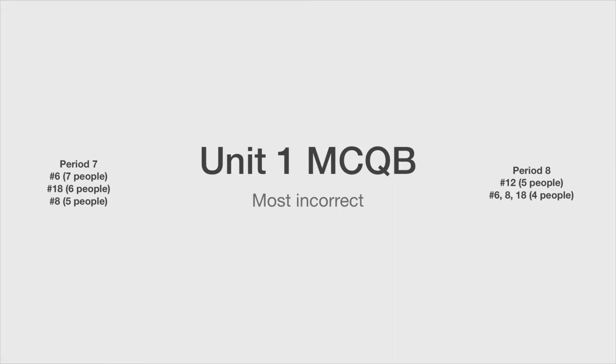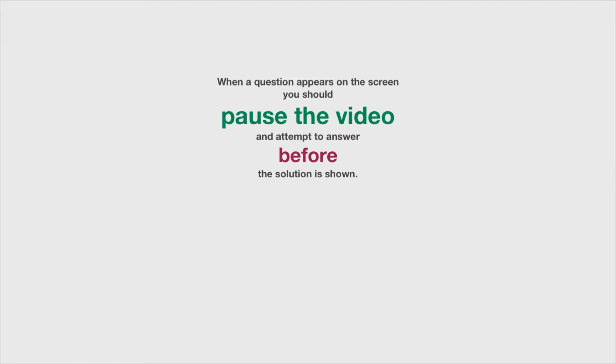These are the answers to Unit 1 Multiple Choice Quiz B. Problems 6, 8, 18 were bad for both classes, and 12 was an issue for 8th period. Again, you should always pause the video when the question is on the screen, write up an answer, and then look at the answer screen.